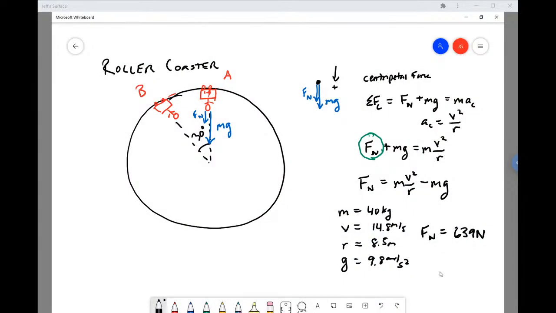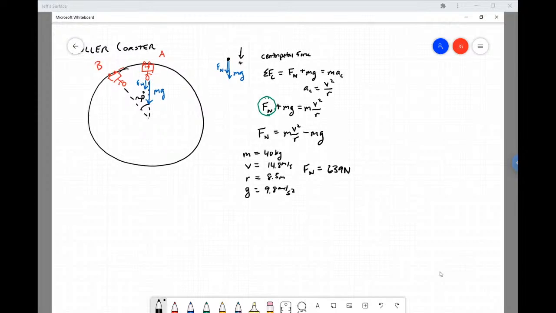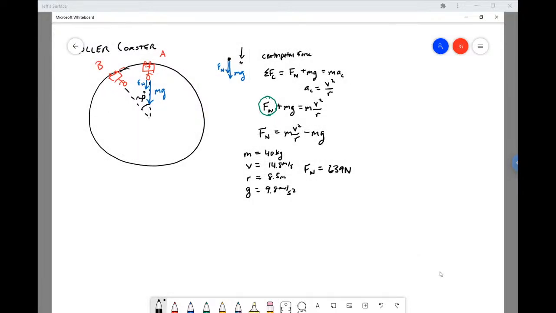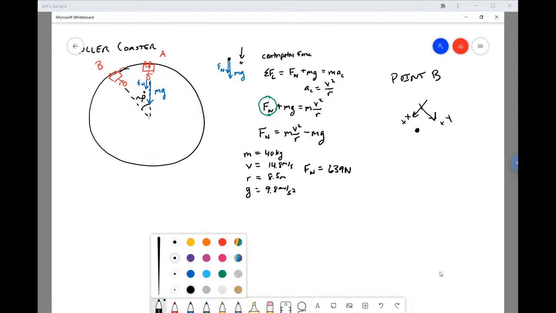So what about the next part of this problem here? Well, for the next part, they want to know, what about at point B? Well, at point B, the free body diagram looks different. At point B, let's rotate our axes so that the direction toward the center is, I don't know, called positive y, whatever, and then the direction that's perpendicular to the circle, positive x.